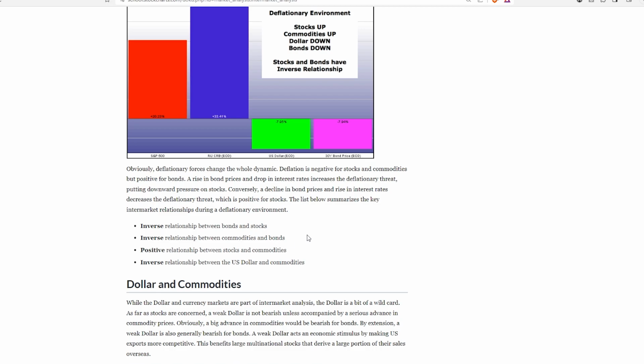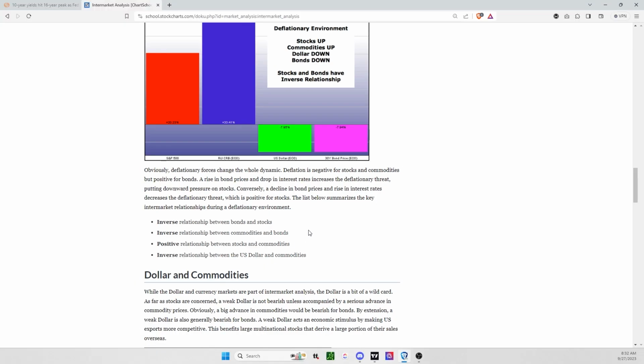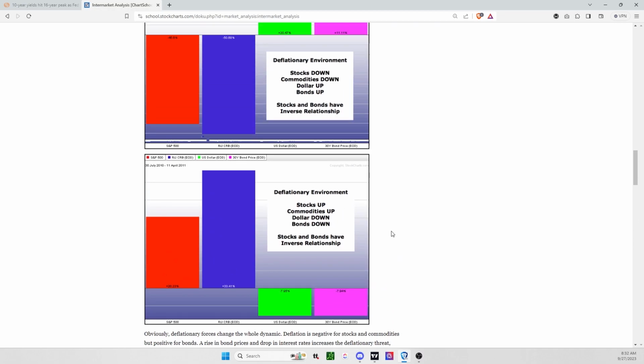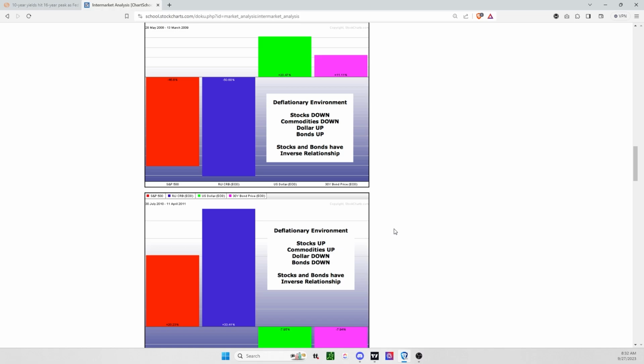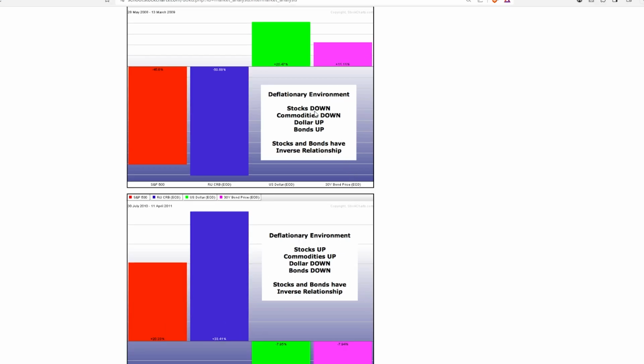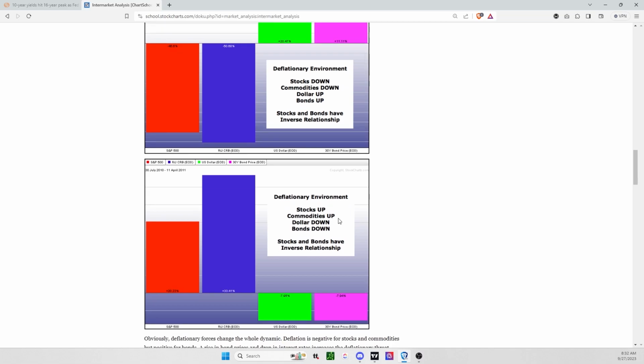Also an inverse relationship between commodities and bonds, a positive relationship between stocks and commodities, and an inverse relationship between the US dollar and commodities. This is very, very normal. This is what most of us have been trading through our entire lives. In one deflationary environment, you see stocks down, commodities down, dollar up, bonds up. In another, stocks up, commodities up, dollar down, bonds down. But that stocks up, bonds down, or bonds up, stocks down is very key. There's an inverse correlation because it makes more sense to own stocks in a risk-on mindset, and more sense to own bonds in a risk-off mindset. This is how most of us have been trading our entire lives.